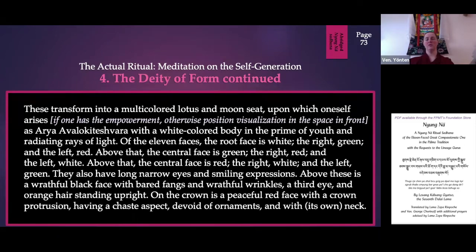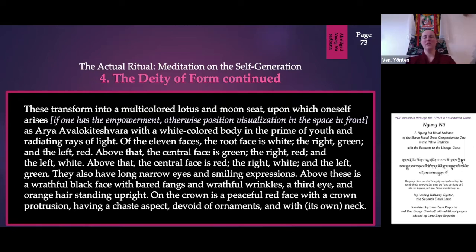Of the 11 faces, the root face is white, the right green, and the left red. Above that, the central face is green, the right red, and the left white. Above that, the central face is red, the right white, and the left green. They also have long, narrow eyes and smiling expressions. Above these is a wrathful black face with bared fangs and wrathful wrinkles, a third eye, and orange hair standing upright.